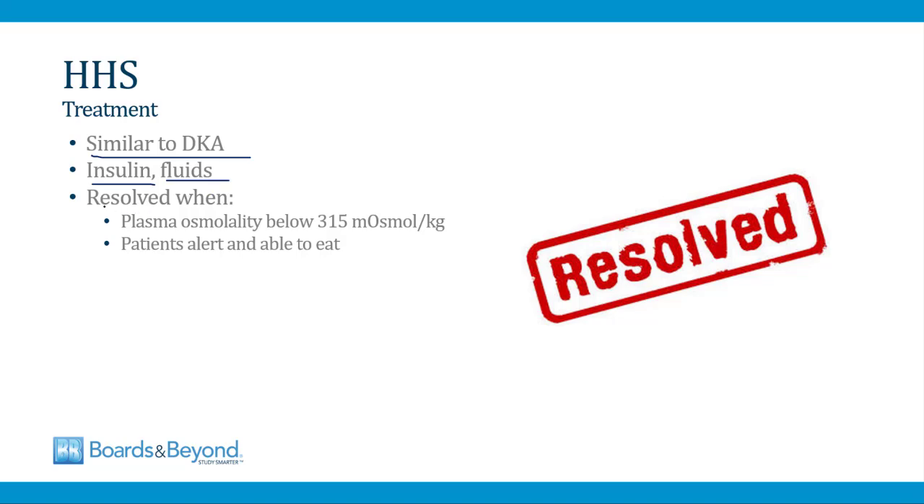Instead, HHS is resolved when the plasma osmolarity falls back towards normal and becomes below 315, as well as when the patient is alert and able to eat. And remember that the major driver of the high plasma osmolarity in HHS is hyperglycemia. So when the glucose comes back down to normal, usually the osmolarity is going to be below 315, and then if the patient is alert and able to eat, the condition is considered resolved.